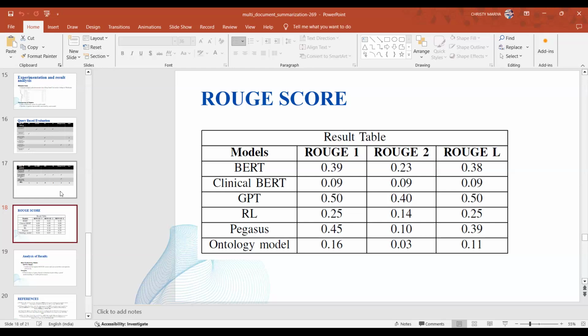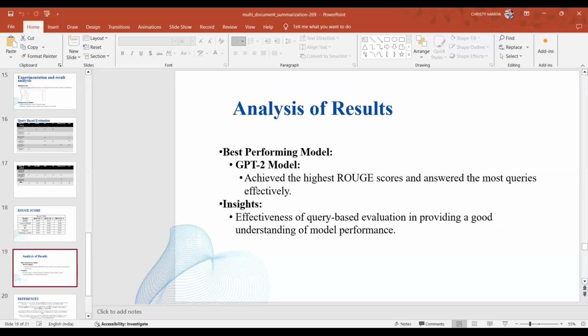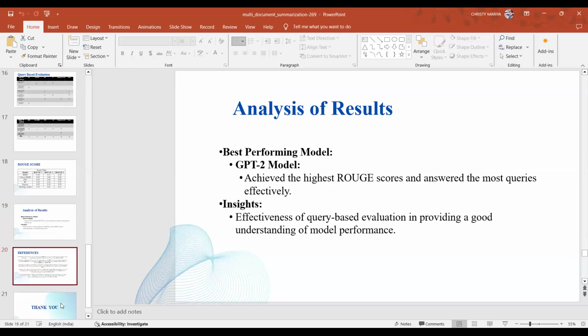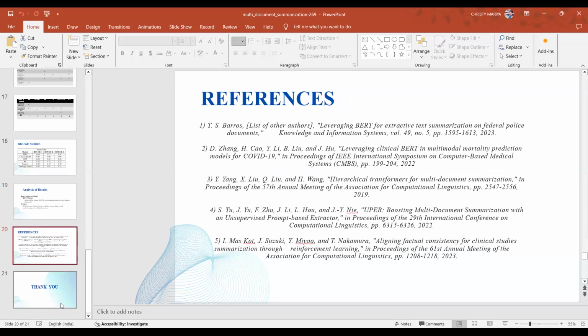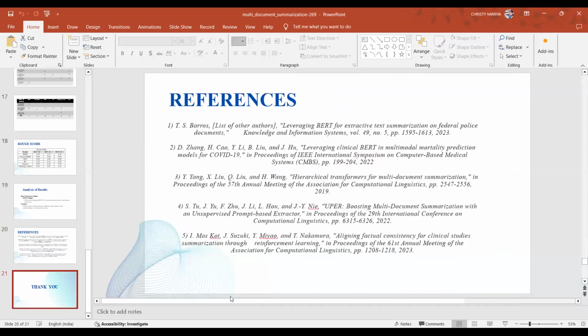On the basis of both queries and ROUGE score, we found that the GPT model was able to answer the most number of queries and produced the best summary. That was our final result. The GPT model was the best in answering all the summaries on the basis of ROUGE score and query-based evaluation. These are the references that we used in our project. Thank you.